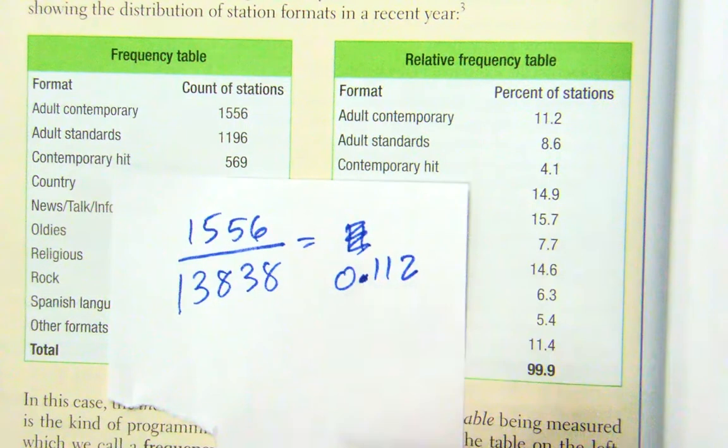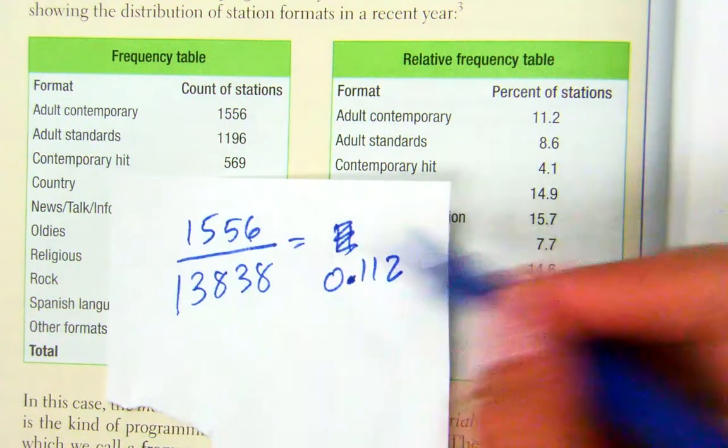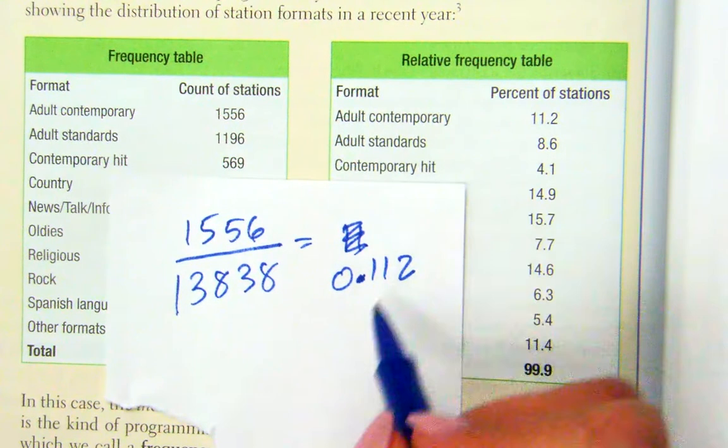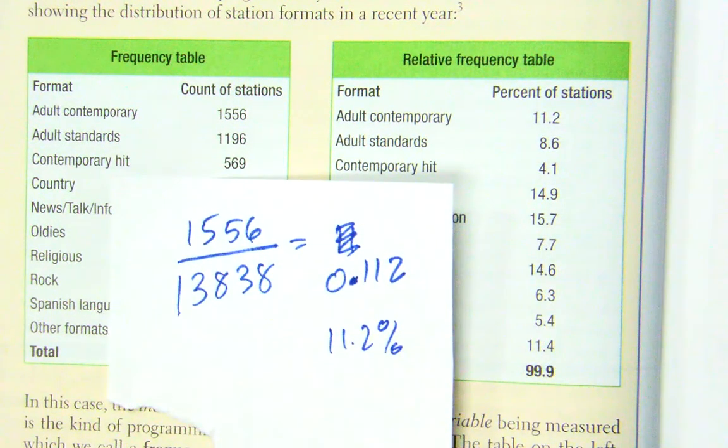Okay, but since we're actually looking at the percent of the stations, so what percent out of all of your individuals actually played adult contemporary, it would just be 11.2%. They just didn't actually put the percent sign on there.